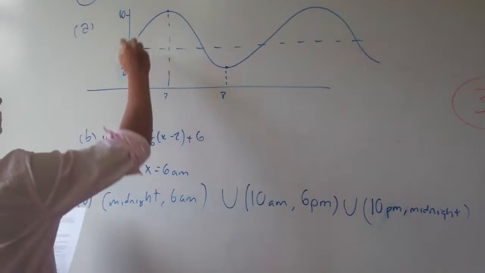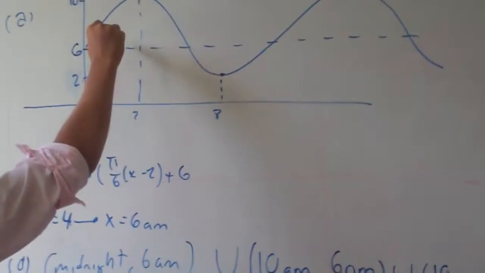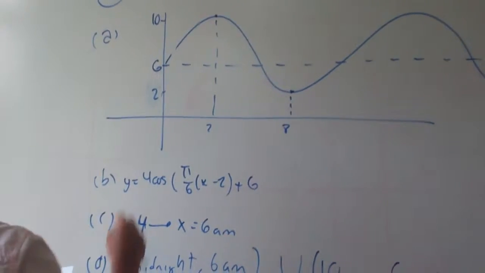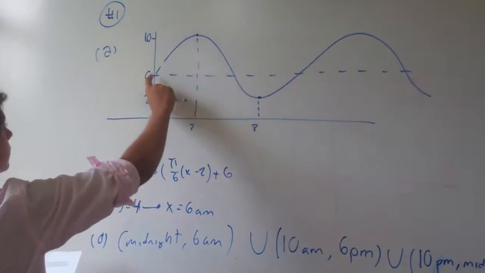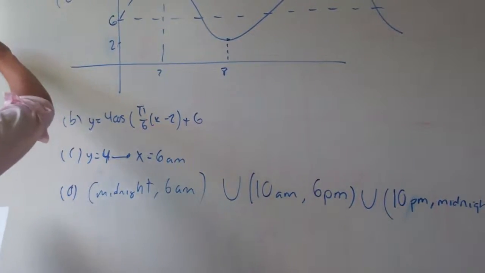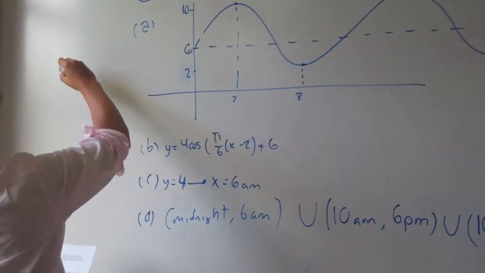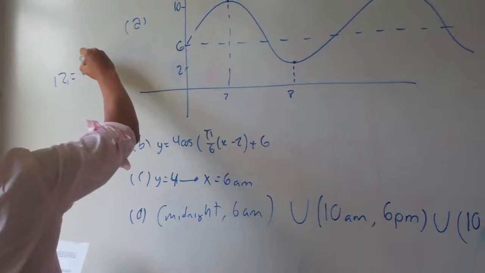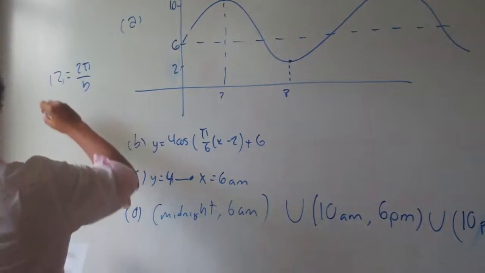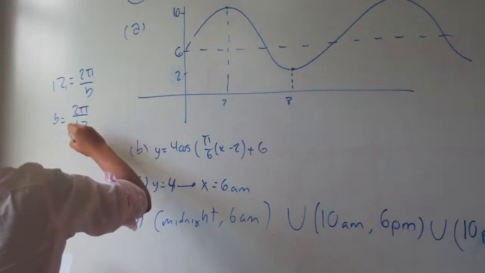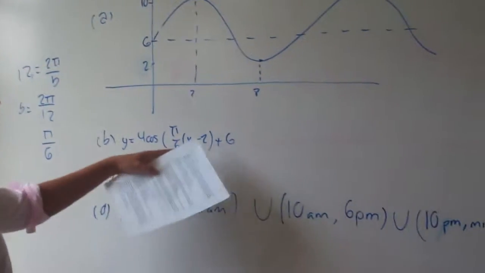So we know the amplitude is going to be 4, since 10 minus 2 divided by 2 is 4, so we know the amplitude from 6 to 10 is 4, and 6 to 2 is 4. Then we need to find the period. We know the period is 12, that equals 2 pi over b, and to find b we just divide 2 pi by 12 and we get pi over 6, so this is our b.